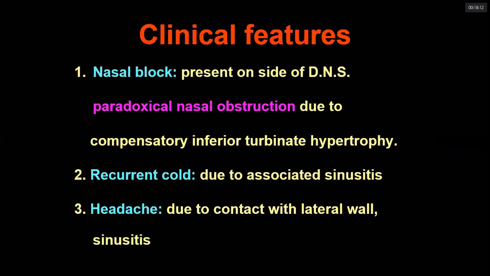Now, what are the clinical features of DNS? Okay, it's obvious there is nasal blockage. It is present on the side of DNS, okay? And there's something called the paradoxical nasal obstruction due to compensatory inferior turbinate hypertrophy. Okay, we have already talked about this.